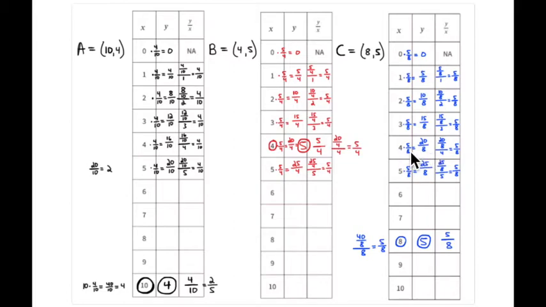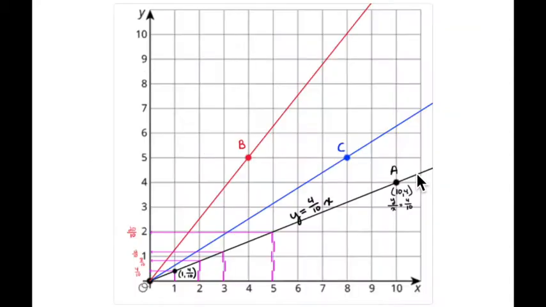So you're always multiplying by that constant of proportionality. That's the relationship between the length along the y-axis and the length along the x-axis. So now we're going to take a look at these on the graph, and hopefully this will be a little bit clearer. So let's look at A first.